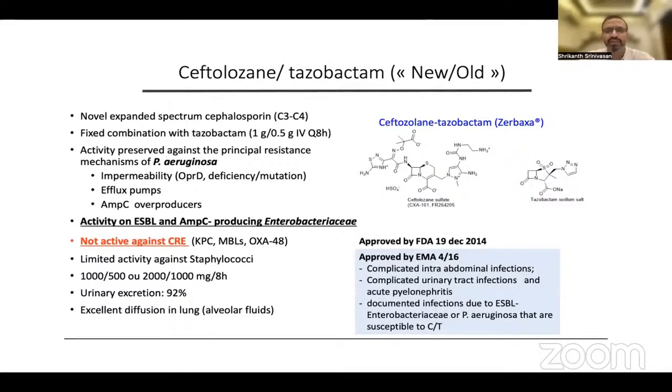So it had good activity on ESBL and AmpC producing Enterobacteriaceae, but it was not active against carbapenemase producers like KPC, MBL, OXA-48. It had very limited activity against Staphylococcus, and excretion is predominantly urinary, 92%. So it is very good for complicated urinary tract infections and pyelonephritis and complicated intra-abdominal infections, and documented infections due to ESBL or AmpC producing Enterobacteriaceae which are susceptible to this combination of ceftolozane-tazobactam.